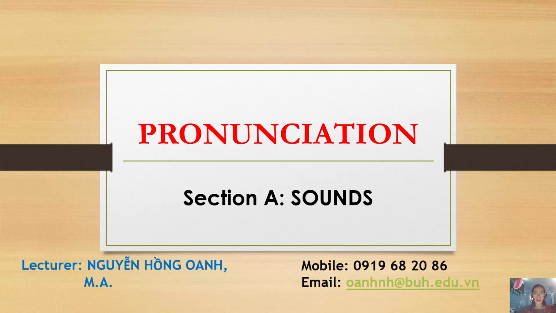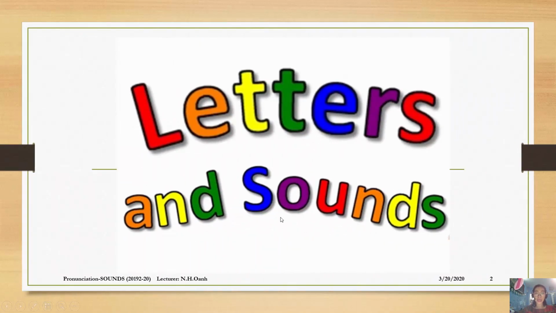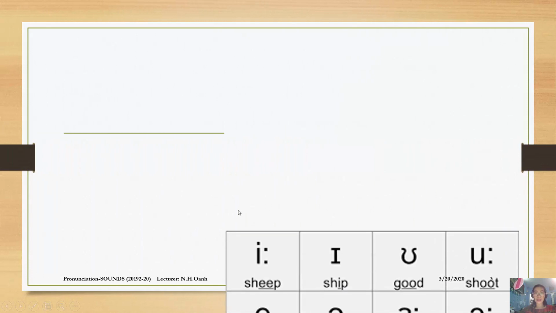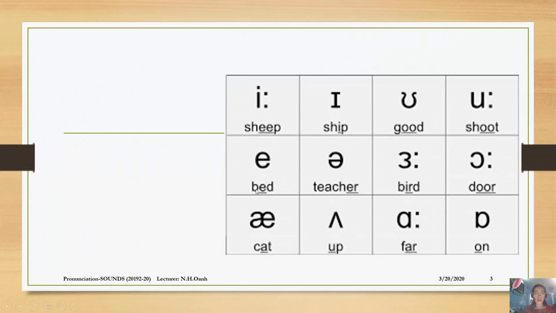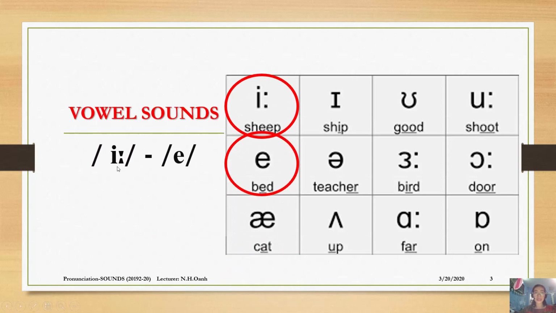Okay, welcome back to our course on pronunciation. Today we will focus on section A, the sounds, to see the connection between letters and sounds in British English. The lesson today is about two vowels. These are the vowels E as in sheep and A as in bad.